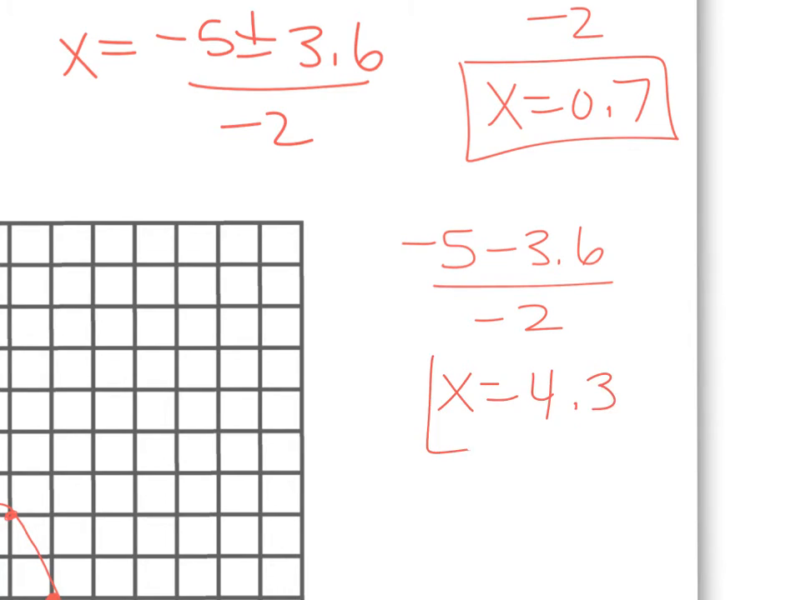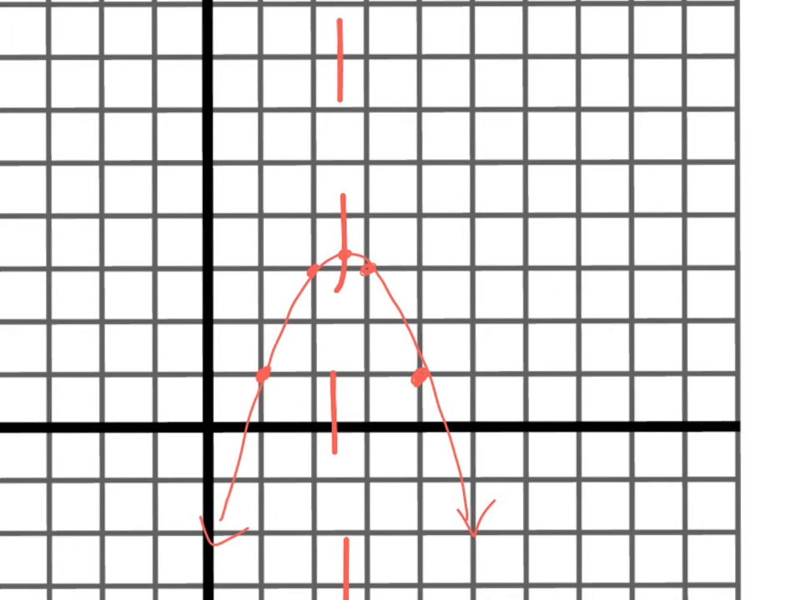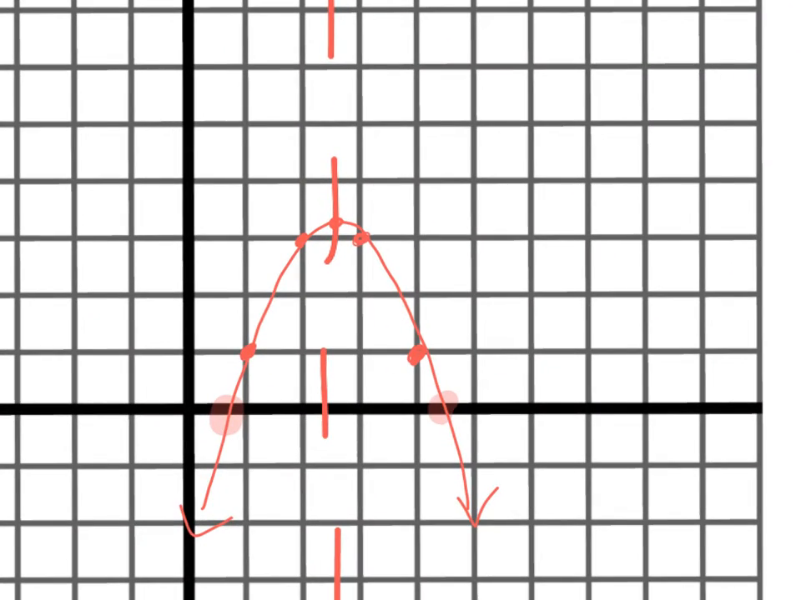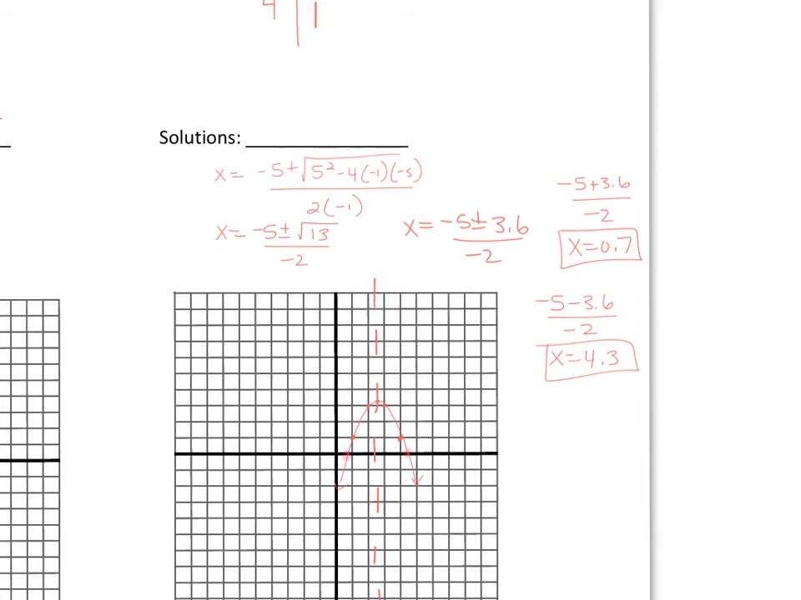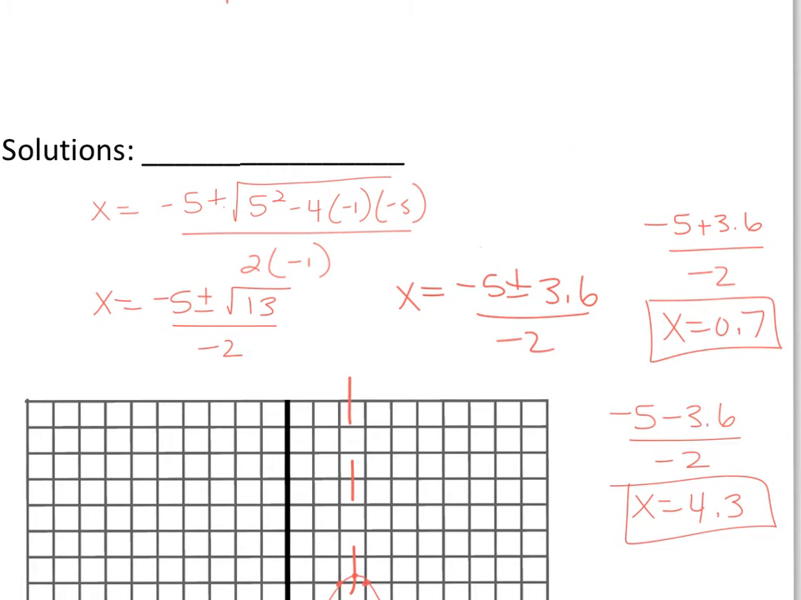Okay, so now let's go down and check this on our grid. Does it look right? Am I crossing right around 0.7? Looks pretty good to me. And then 4.3? Yep, looking pretty good to me. So when it's not nice and pretty in whole numbers, you do need to come up with the decimal form of those answers by using the quadratic formula or factoring. So my answers here would be 0.7 and 4.3.